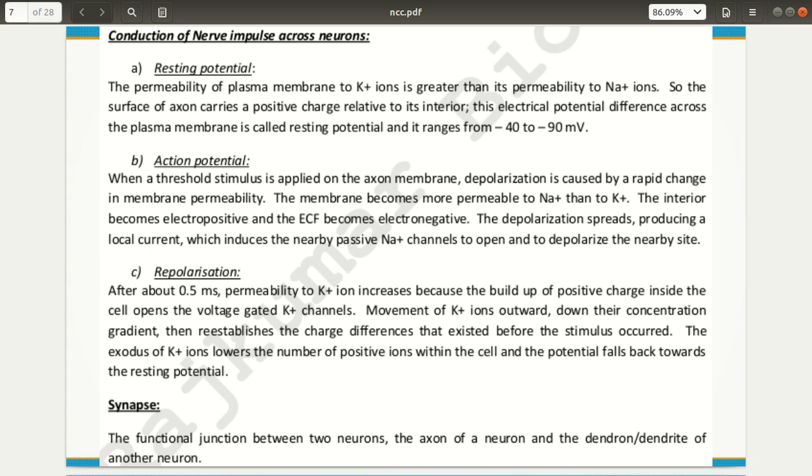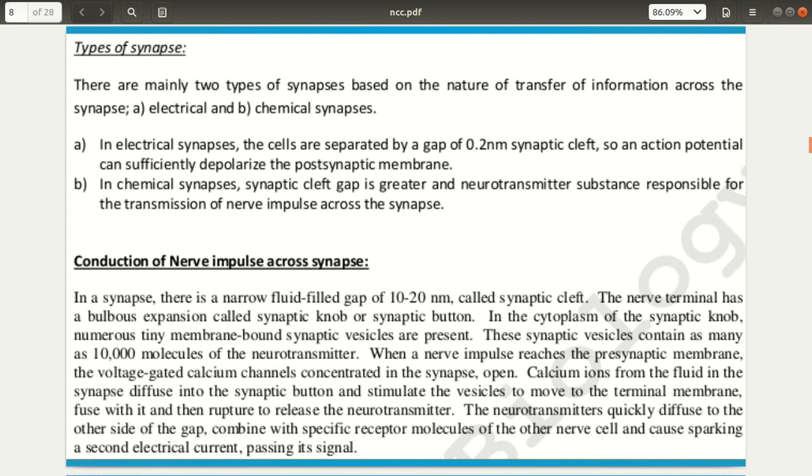So the synapse is defined as the functional junction between two neurons, the axon of a neuron and the dendron or dendrite of another neuron. So the types of synapses are electrical and chemical synapses. There are two main types of synapses based on the nature of transmission of information across the synapse. It can be either by electrical synapse or chemical synapse.